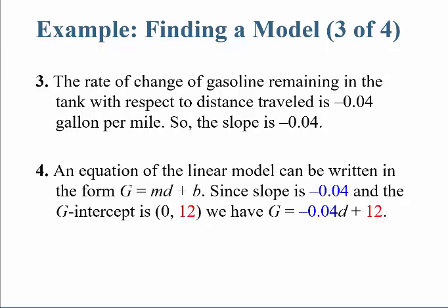And thus an equation of the linear model can be written in the form G = mD + b. So the slope is minus 0.04 and the G-intercept is (0, 12). We have that the gallons remaining in the tank is equal to minus 0.04 times the miles driven plus that starting value 12.